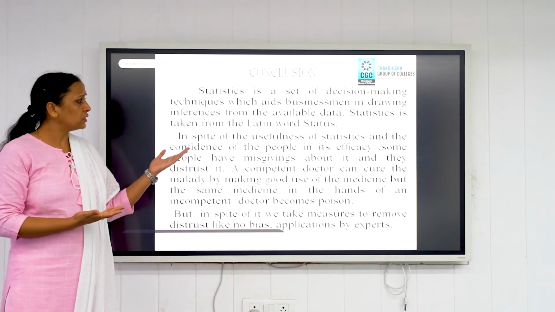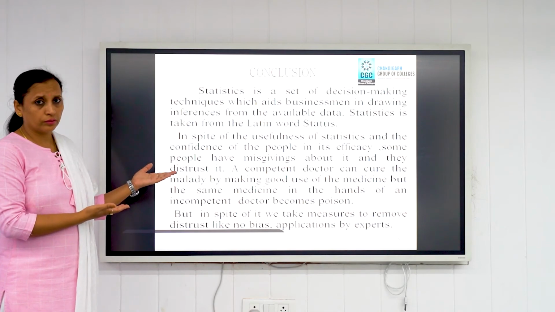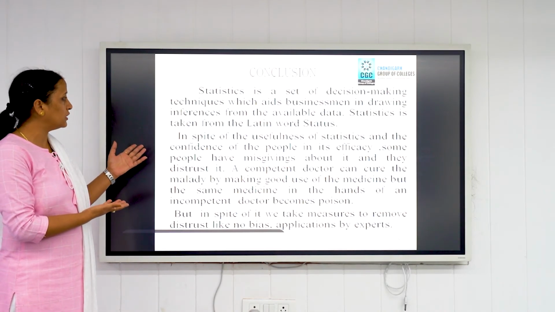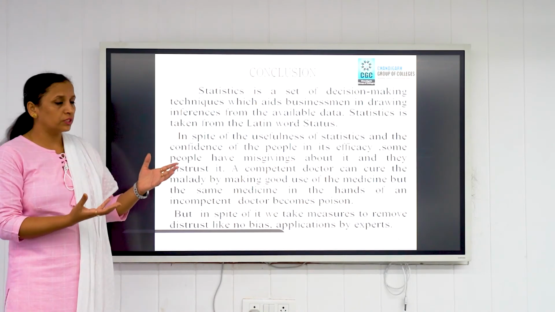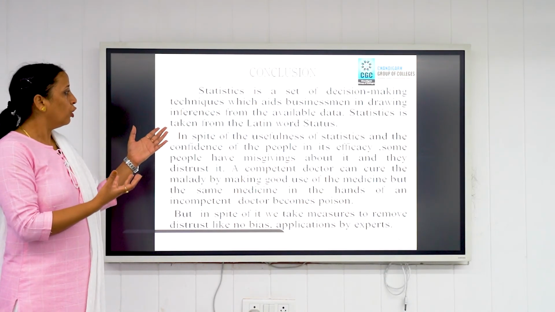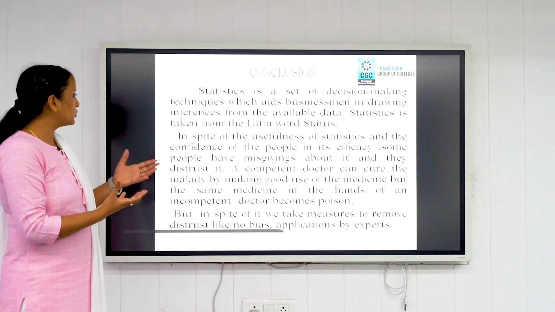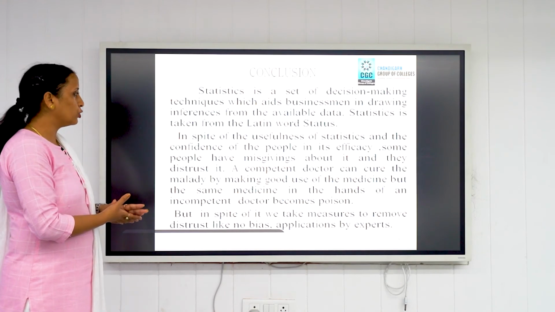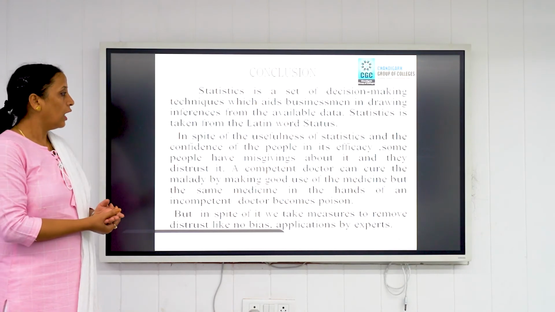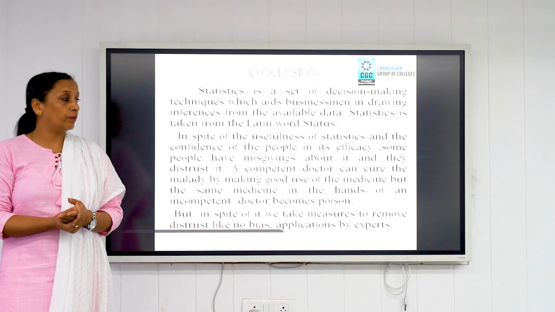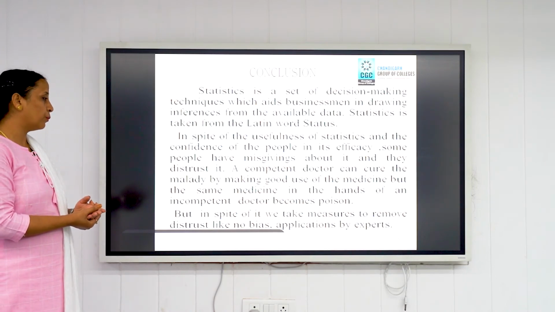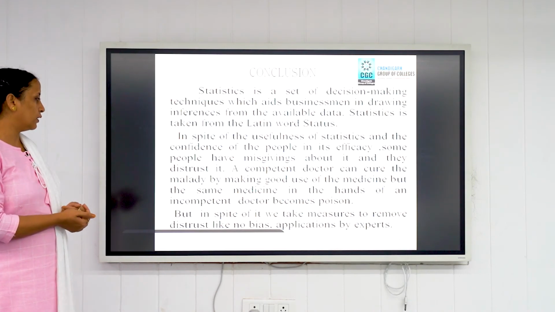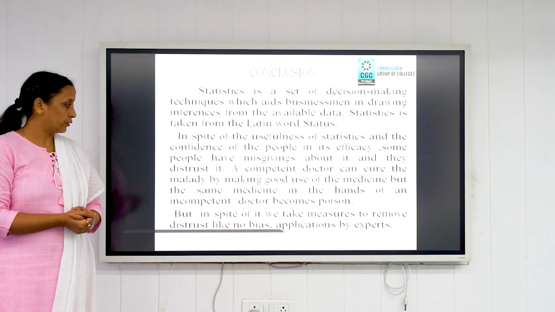So this is the conclusion which I have discussed in these slides. Statistics is a set of decision-making techniques which aids businessmen in drawing inferences from the available data, and the word statistics is taken from the Latin word status. And in spite of the usefulness of statistics and the confidence of the people in its efficiency, some people have misgivings about it and distrust it.